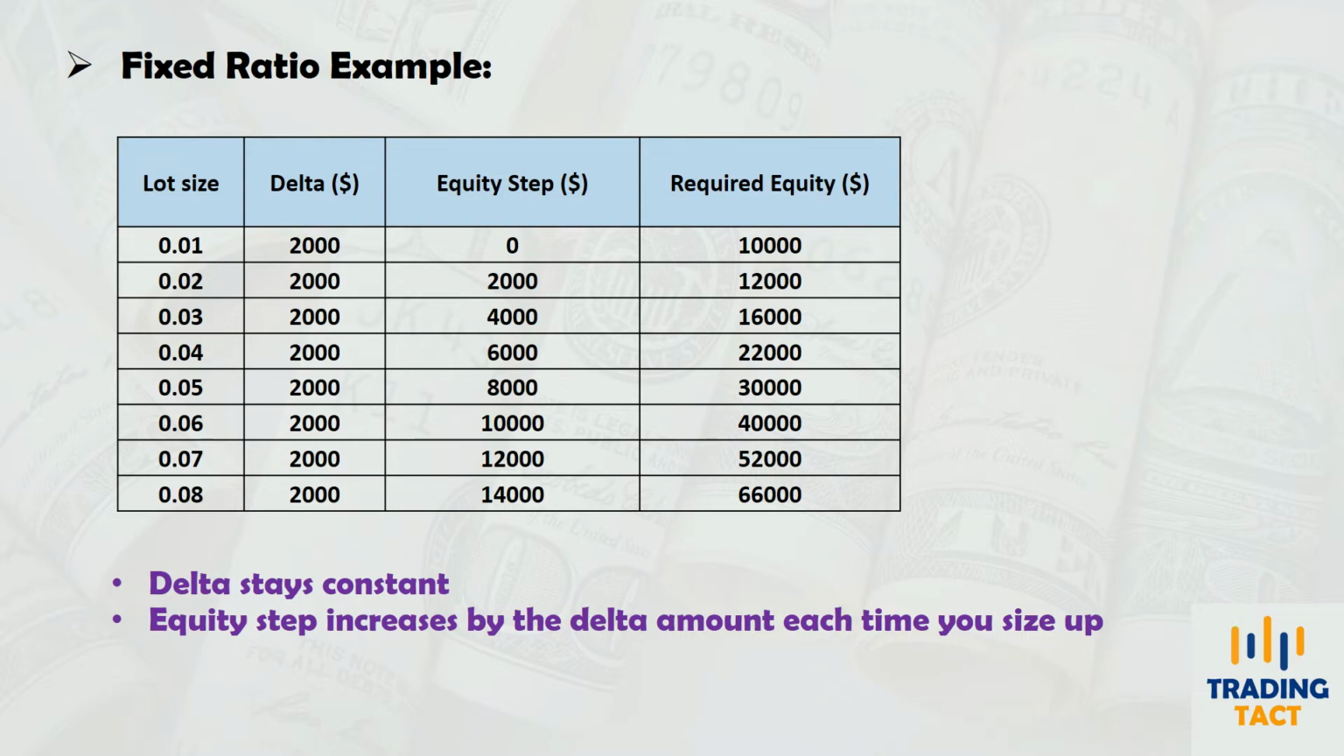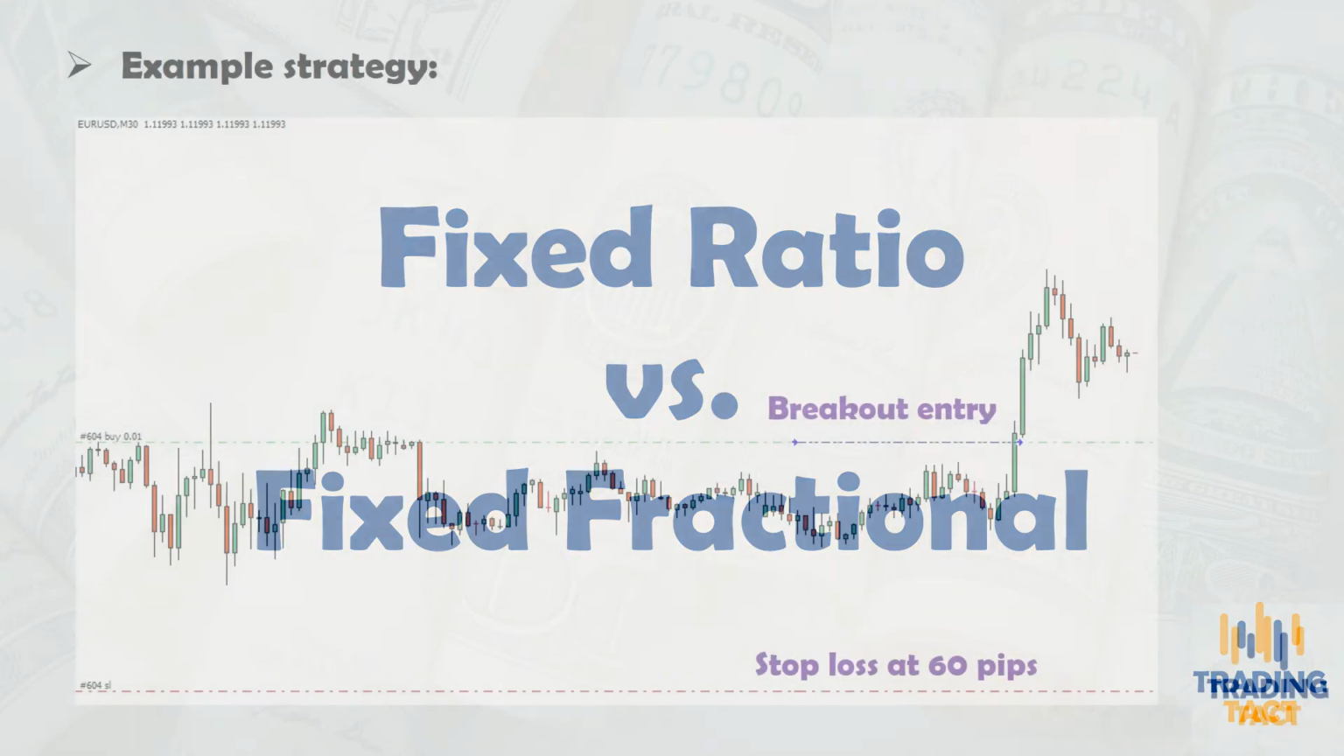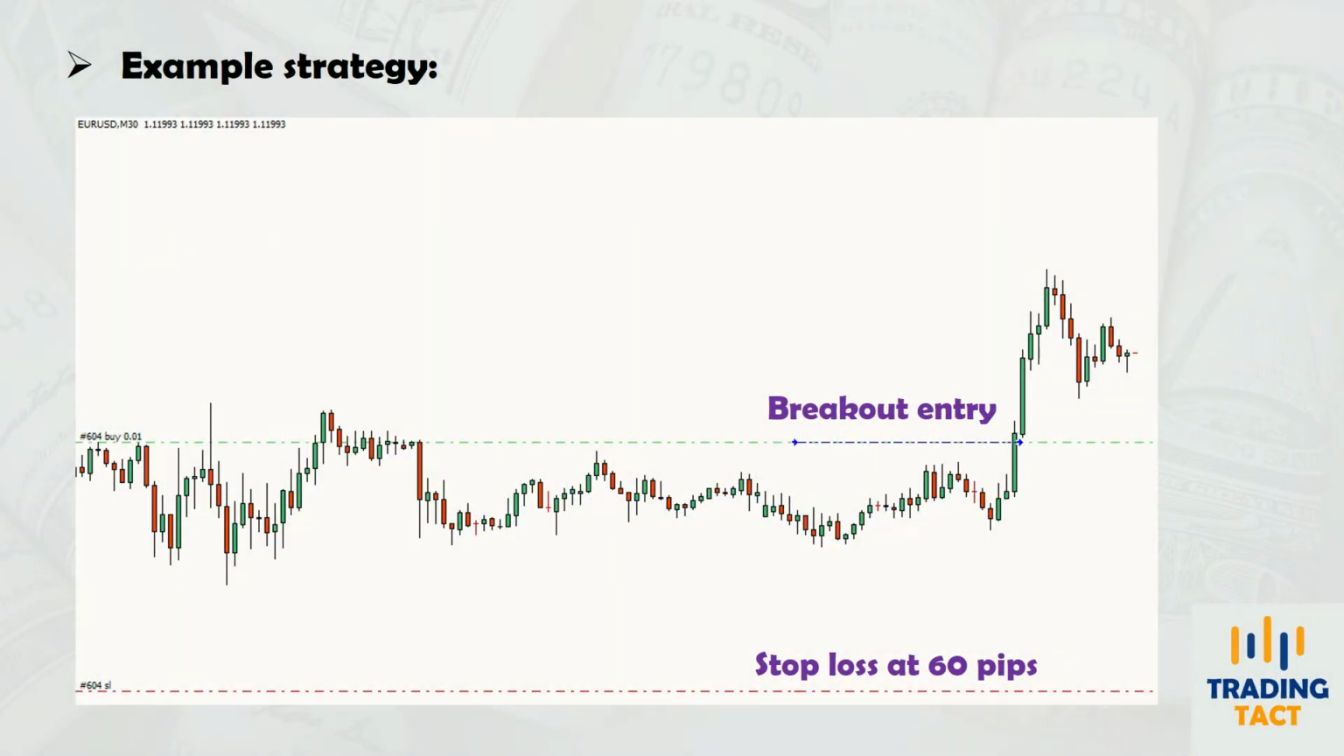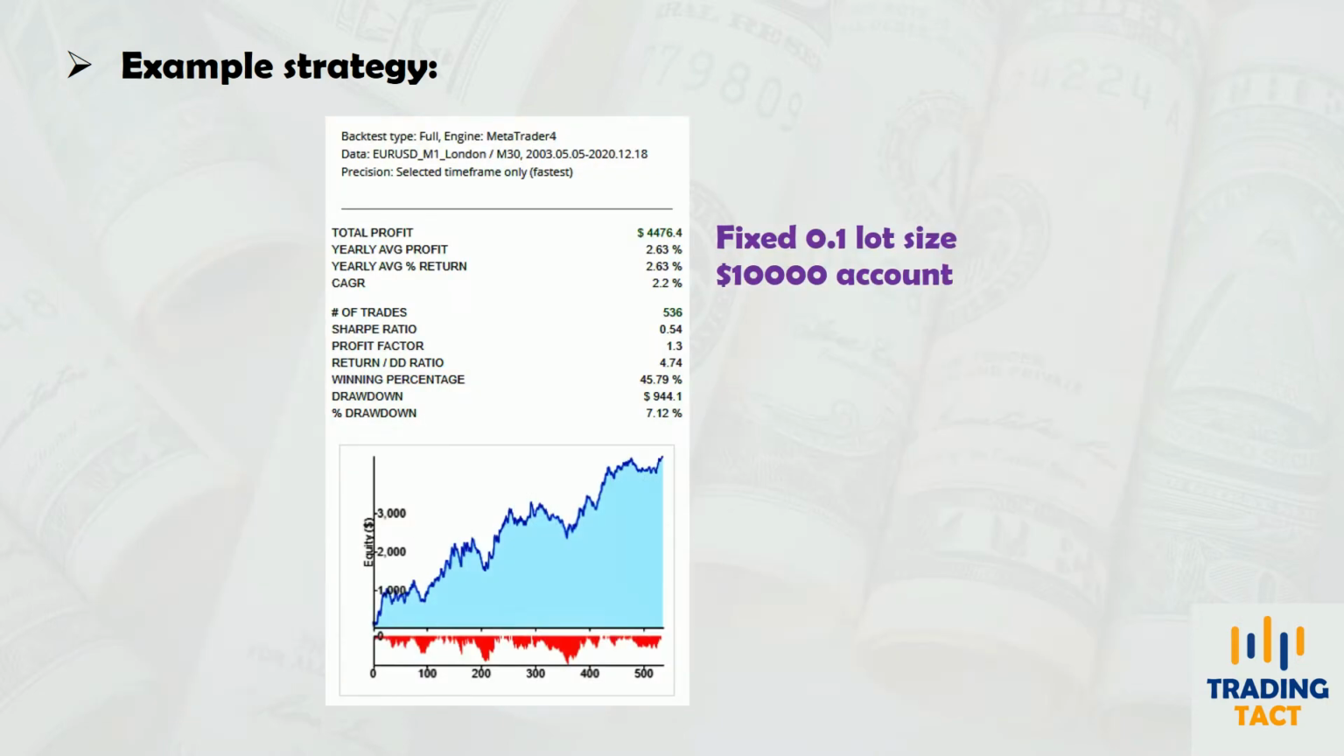Let's find out. To test both money management methods, I'll use a euro-dollar trend following strategy that was automatically generated using StrategyQuant's genetic algorithm. It uses a 60 pip stop loss that will be used to compute lot sizes for the fixed fractional method. Here's the strategy's performance over the past 17 years, using a fixed 0.1 lot size on a $10,000 account. The equity curve contains a good mix of flat periods, run-ups, and drawdowns. Perfect to test the effects of money management.